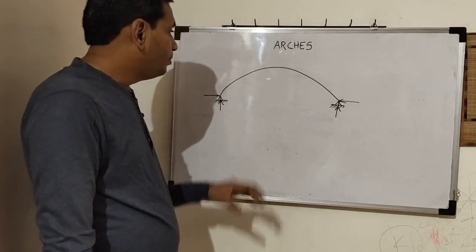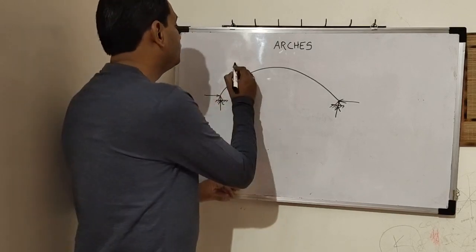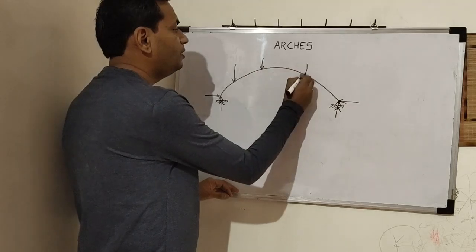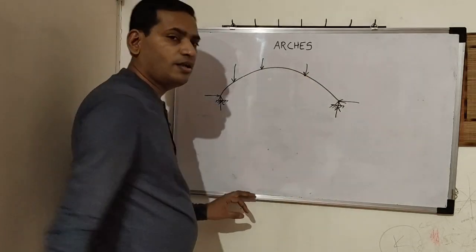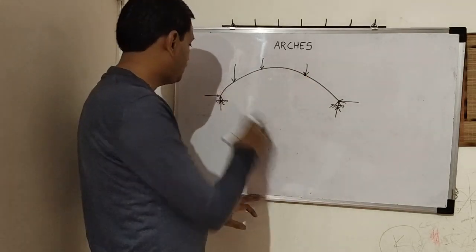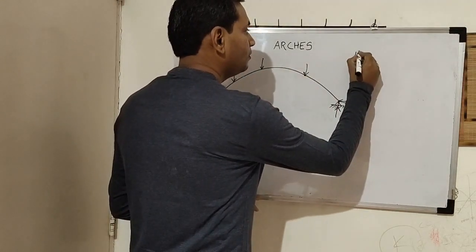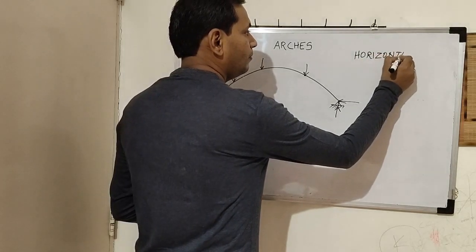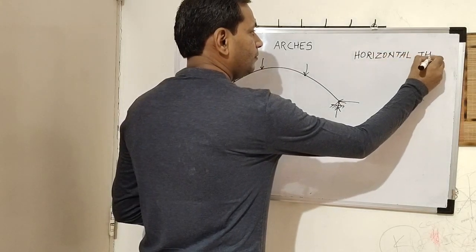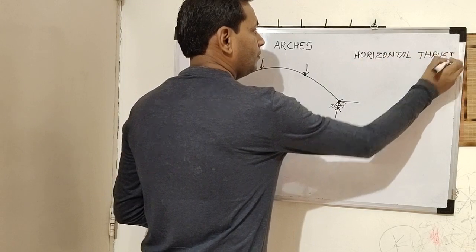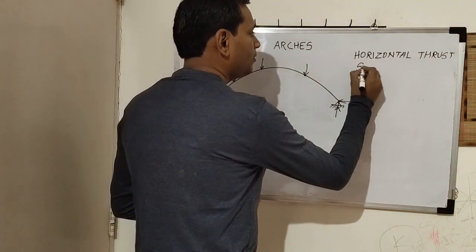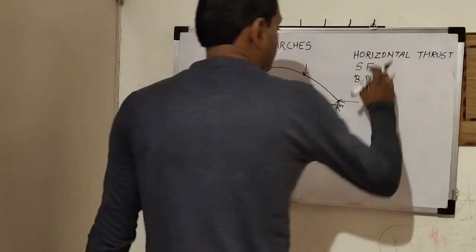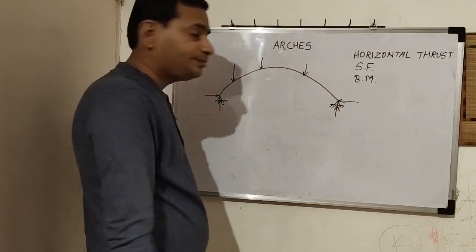Now, because of the different loading on arches, there will be 3 actions developed in the arches. Which are these 3? One is horizontal thrust. Second is shear force, and third is bending moment. So these are the 3 actions induced in the arches.